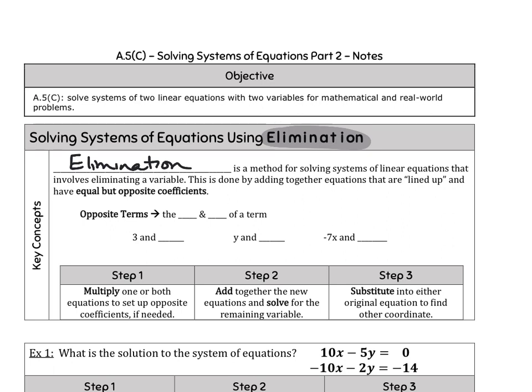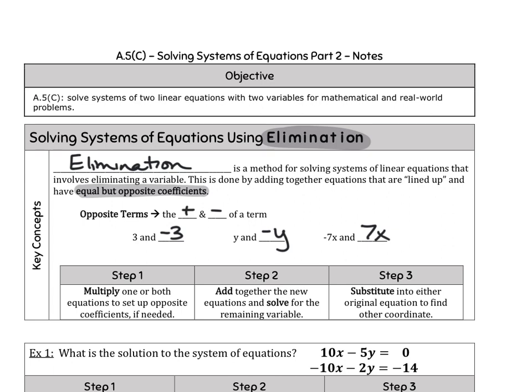But what we're going to need to find is equal but opposite coefficients, or what I like to call opposite terms. So opposite terms are just the positive and negative of a certain term. Same coefficient and variable, but opposite signs. Like if it was 3, the opposite term would be -3. If it was positive y, the opposite would be -1y. And if it was -7x, the opposite term would just be a positive 7x. That makes a lot of sense.